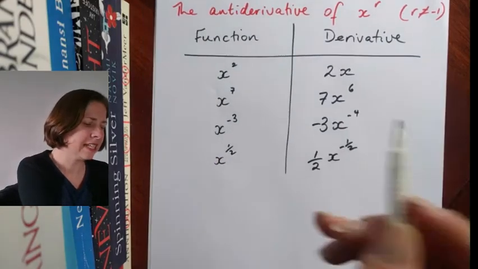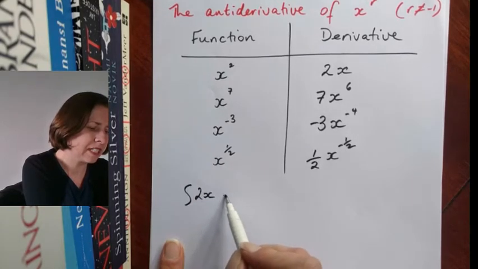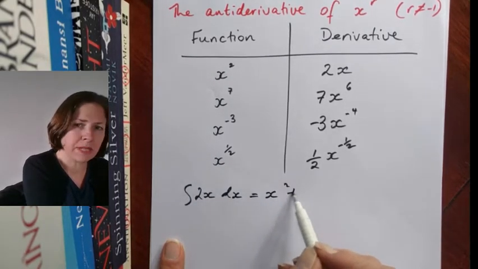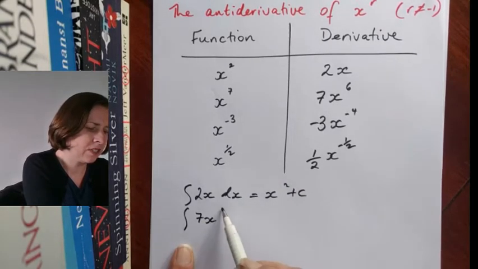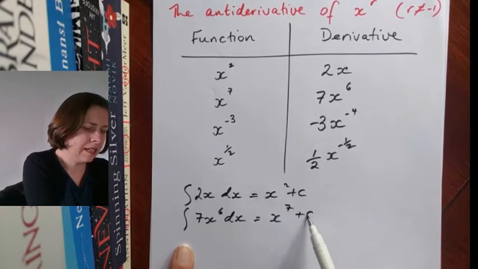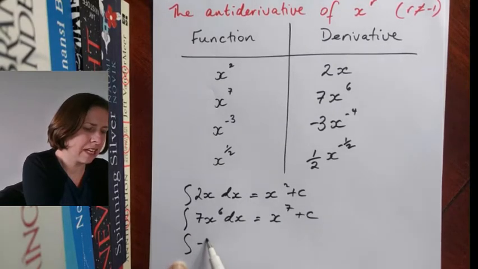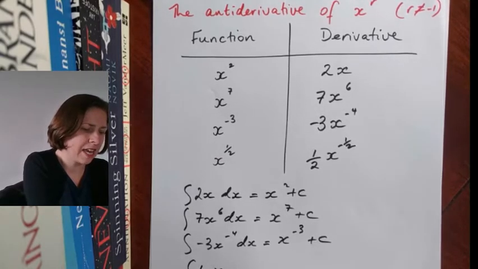So what that means in all of these cases is the antiderivative of 2x dx, for example, is x squared plus c. The antiderivative of 7x to the power of 6 dx is x to the power of 7 plus c, and so on. The antiderivative of negative 3x to the power of negative 4 dx is x to the power of negative 3 plus c. And the last one, the antiderivative of 1/2 x to the power of negative 1/2 is going to be x to the power of 1/2 plus c.